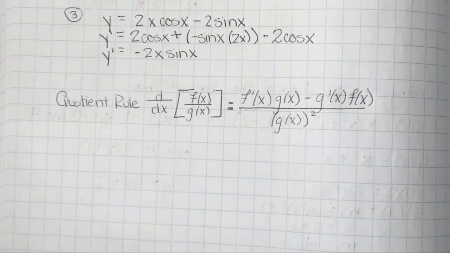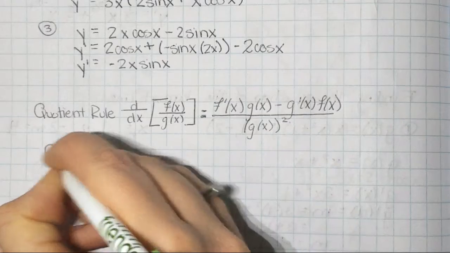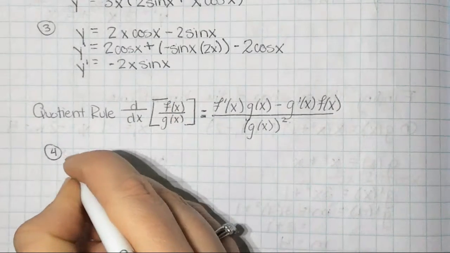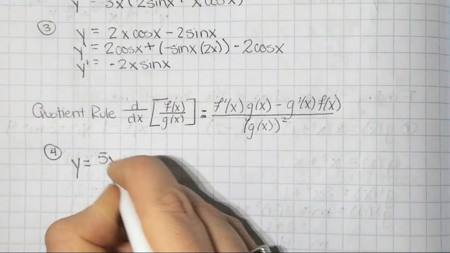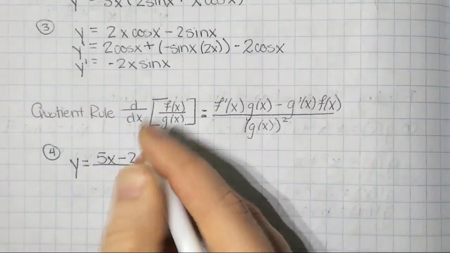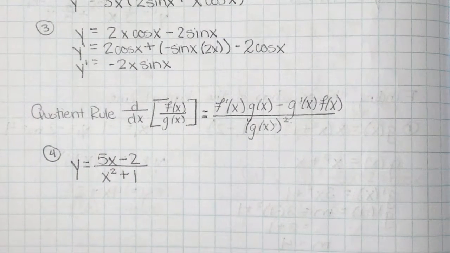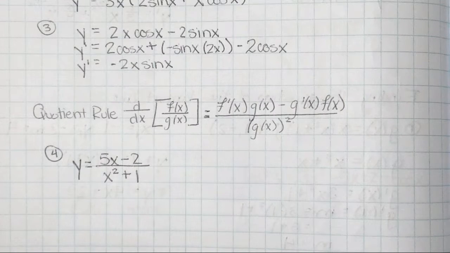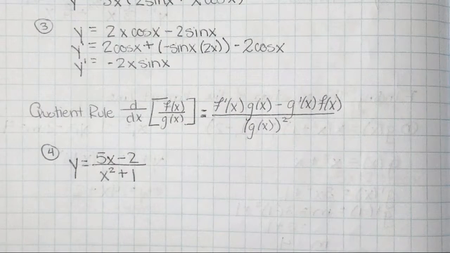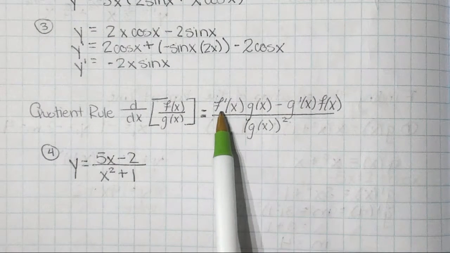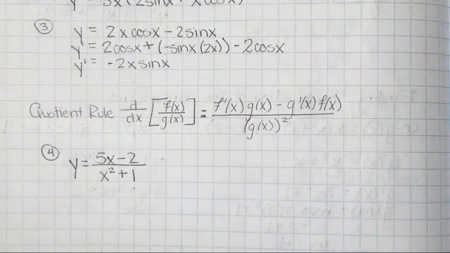So again, we're going to apply this. I'm just going to write down the example that we're going to do. Okay? So here's our fourth example. Let's say y equals, and you know it's going to look rational, 5x minus 2 all over x squared plus 1. Okay. As you can clearly see, I have a linear function. It's being divided by a quadratic function. Okay. And I have to be able to take the derivative of the top times the bottom minus the derivative of the bottom times the top all over the bottom squared.